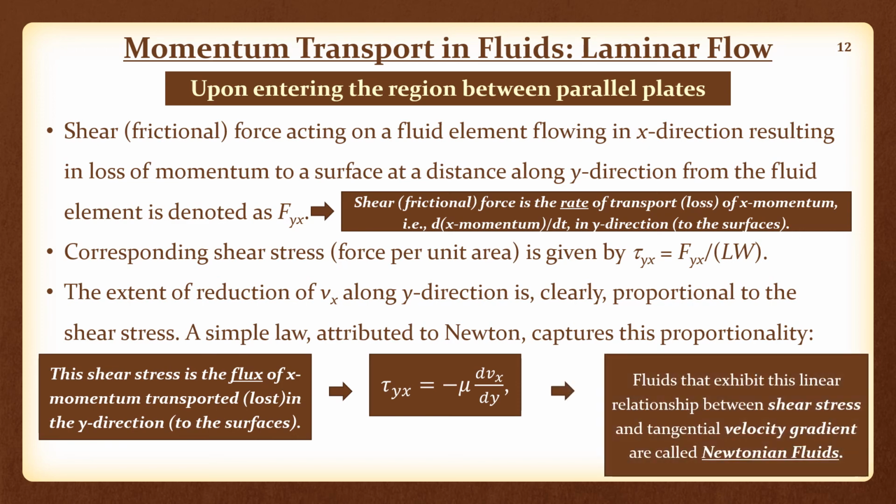direction to the surfaces, and dvx/dy being the velocity gradient of the fluid along the y direction, right? That is the rate of change of velocity in the y direction. This relationship need not be linear, but there are many fluids that do exhibit this linear relationship between the shear stress and the tangential velocity gradient, and such fluids are called Newtonian fluids. And the proportionality constant mu for this linear relationship is called viscosity.